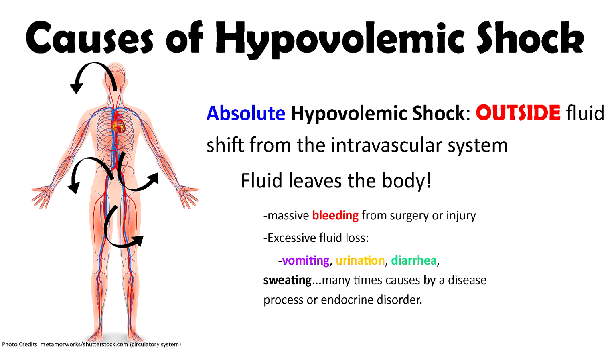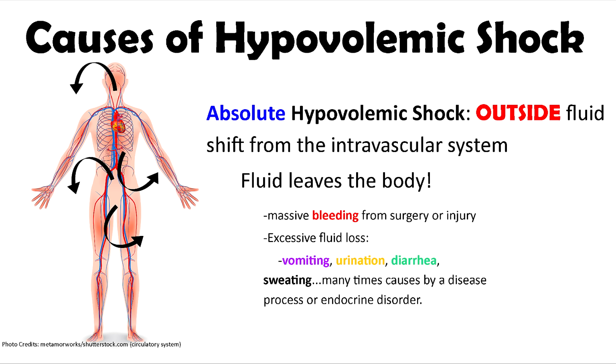The next type is absolute hypovolemic shock, and this is where you have an outside fluid shift from the intravascular system, and this is more noticeable compared to the relative type. And this is where fluid is leaving the body externally. You can see it. And this can occur with massive bleeding that's been experienced due to blood loss with surgery or some type of injury, excessive fluid loss, and this can be through the oral route with vomiting, or the GU route, urination, or GI, diarrhea, or sweating with your skin.